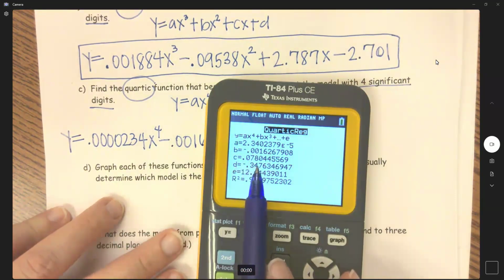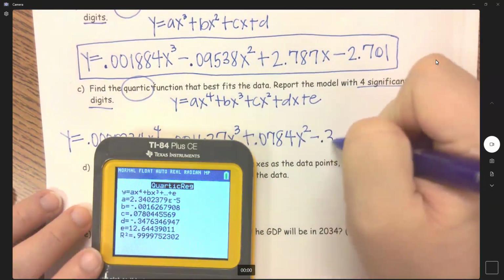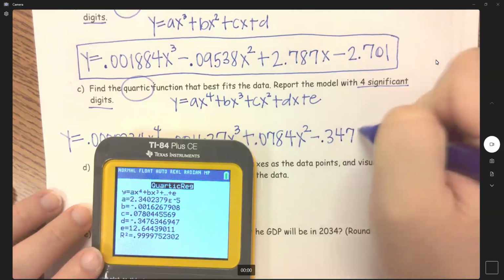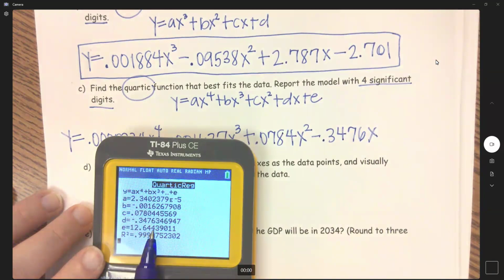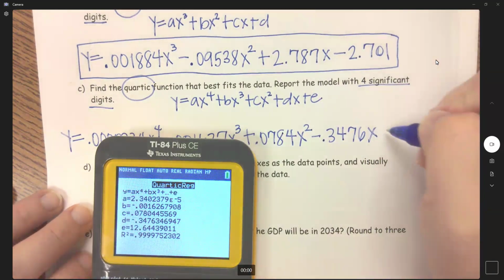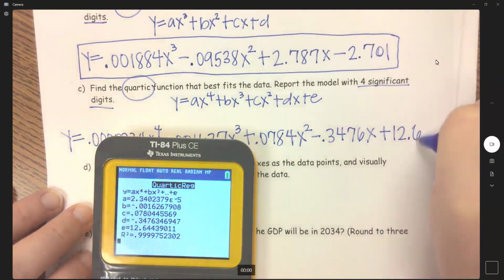D, we have 1, 2, 3, 4 significant digits. This 3 makes the 6 stay. And then for my E, 1, 2, 3, 4, again, that 4 makes that 4 stay. So plus 12.64.